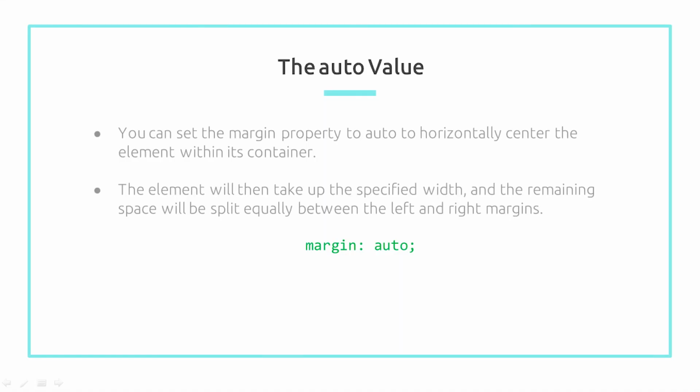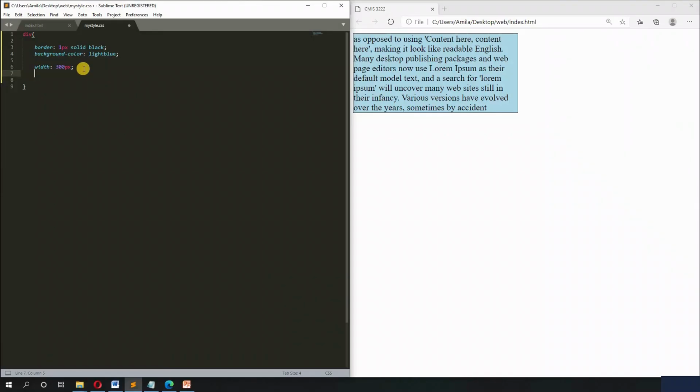The auto value. You can set the margin property to auto to horizontally center the element within its container. The element will then take up the specified width, and the remaining space will be split equally between the left and right margins. Margin auto. Auto adjust the margin.